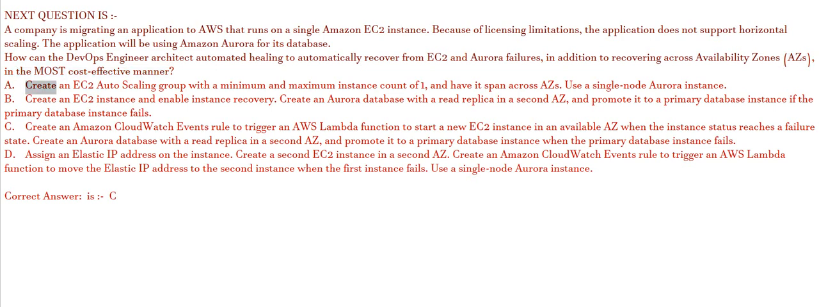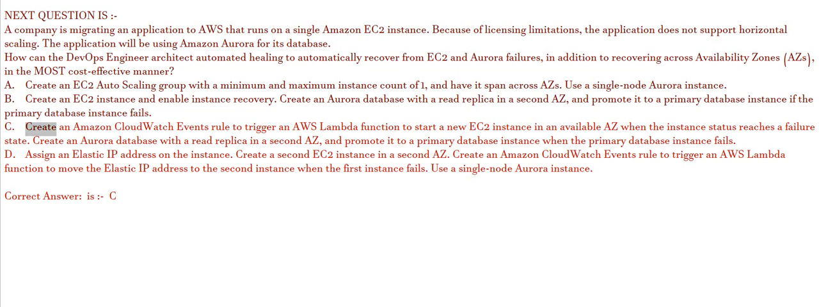A. Create an EC2 auto-scaling group with a minimum and maximum instance count of 1, and have it span across AZs. Use a single-node Aurora instance. B. Create an EC2 instance and enable instance recovery. Create an Aurora database with a read replica in a second AZ, and promote it to a primary database instance if the primary database instance fails.